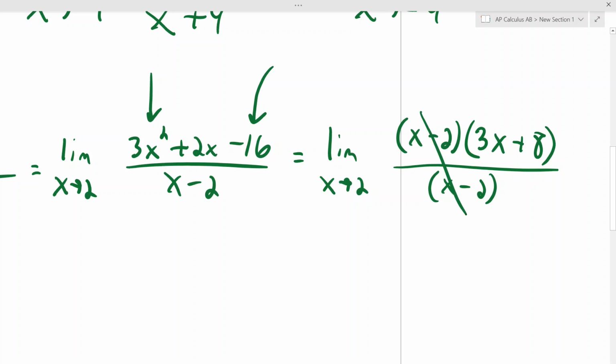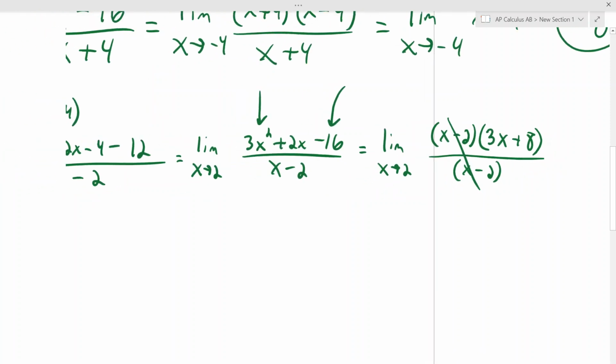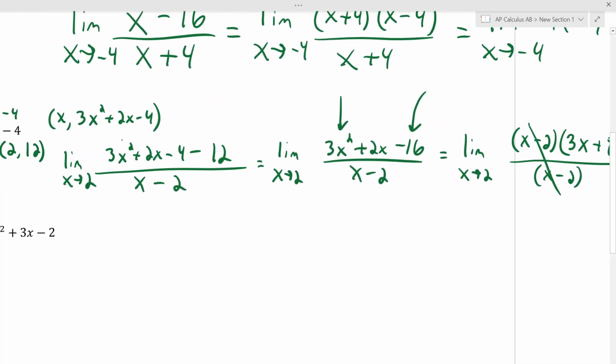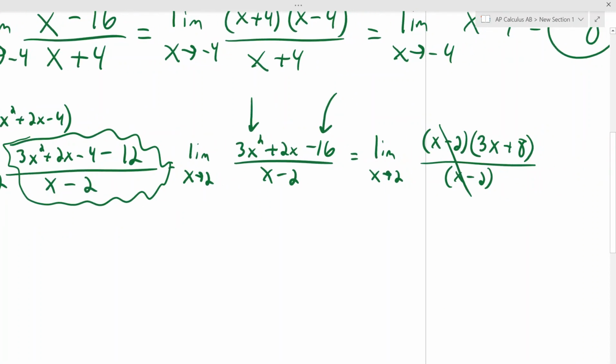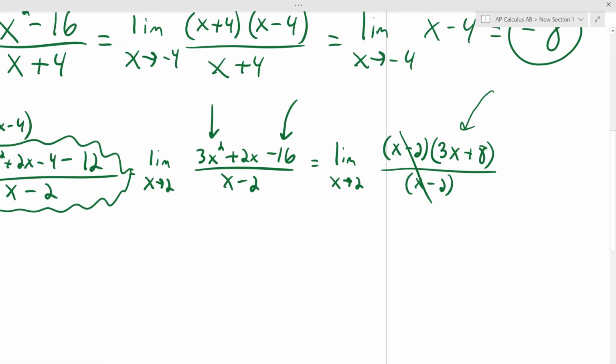Okay, but the x minus 2's cancel, which means that our slope function, our slope equation, boils all the way down to 3x plus 8. And if you let x get really close to 2, this is going to get really close to 6 plus 8, which is 14.